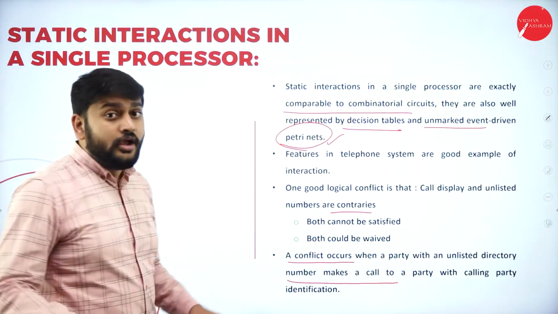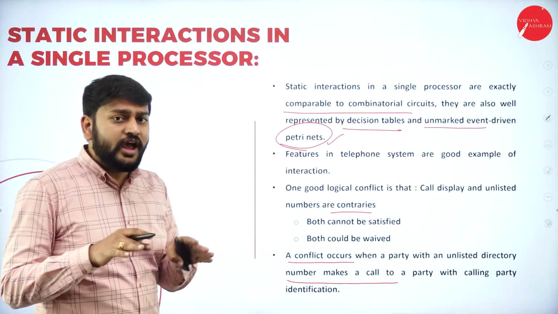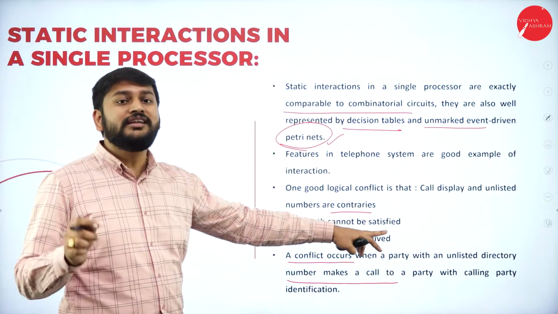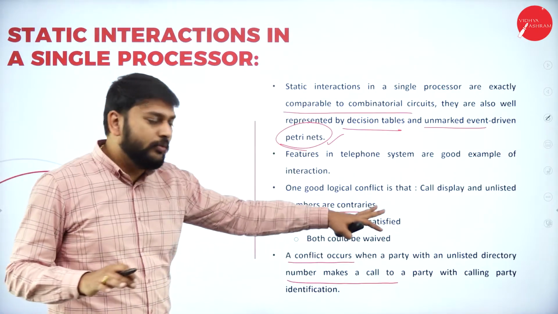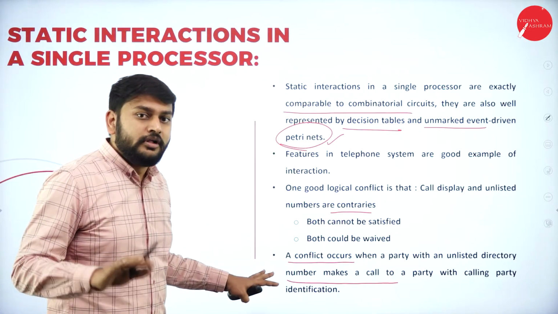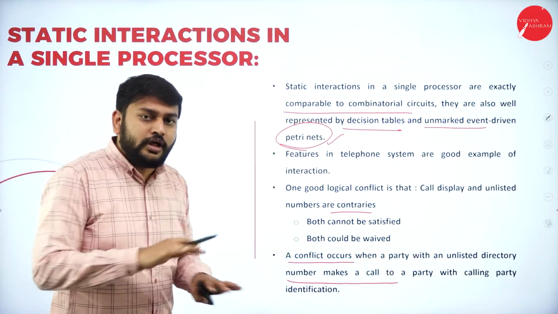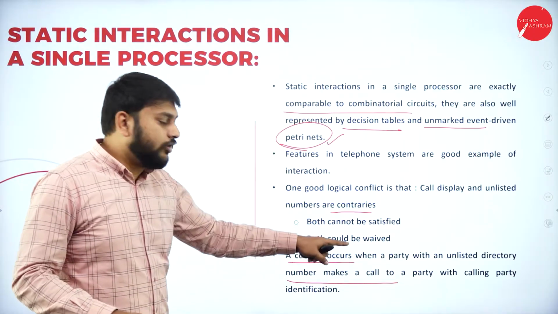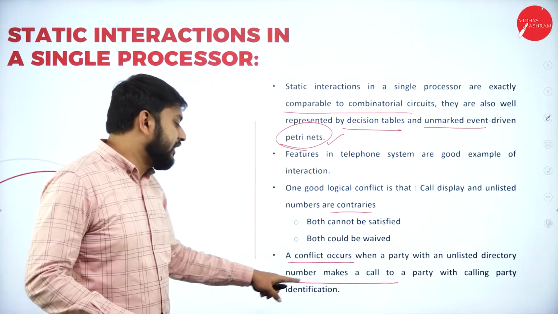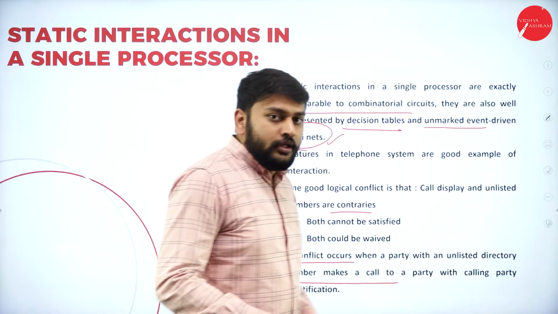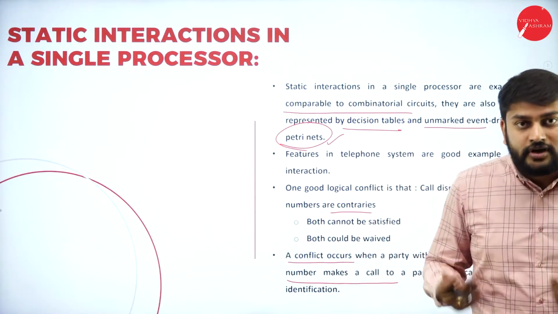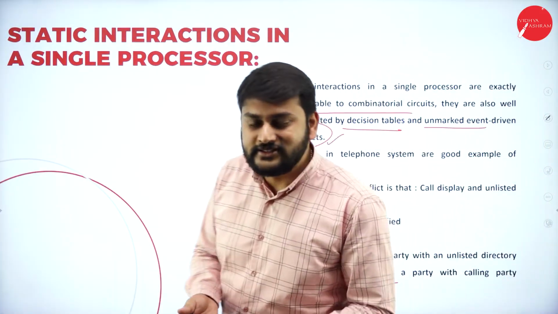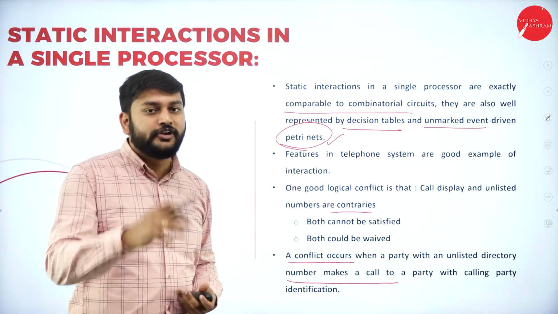Listen to me carefully. We are getting a conflict. So when are we getting the conflict? A conflict occurs when a party with an unlisted directory number, I'm speaking about the unlisted directory number, in my directory, I don't have that number at all. So he is trying to call, so makes a call to a party with a calling party identification. So that's what you need to remember. I have not saved, but I'm getting that information. So how is it possible? It's a conflict, right? So that's a problem, right? That's an error, right? That's what you need to remember.